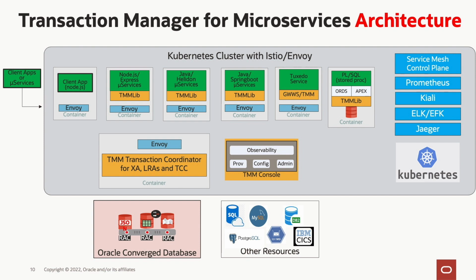So you should be able to monitor the transaction coordinator using Prometheus and Grafana, trace it using Jaeger, and do the logging using EFK or ELK stack, and so on. And as for the various databases that we are going to support for XA, basically any database that supports XA in a proper way could be supported with TMM. For LRAs and TCC, any database can be used.